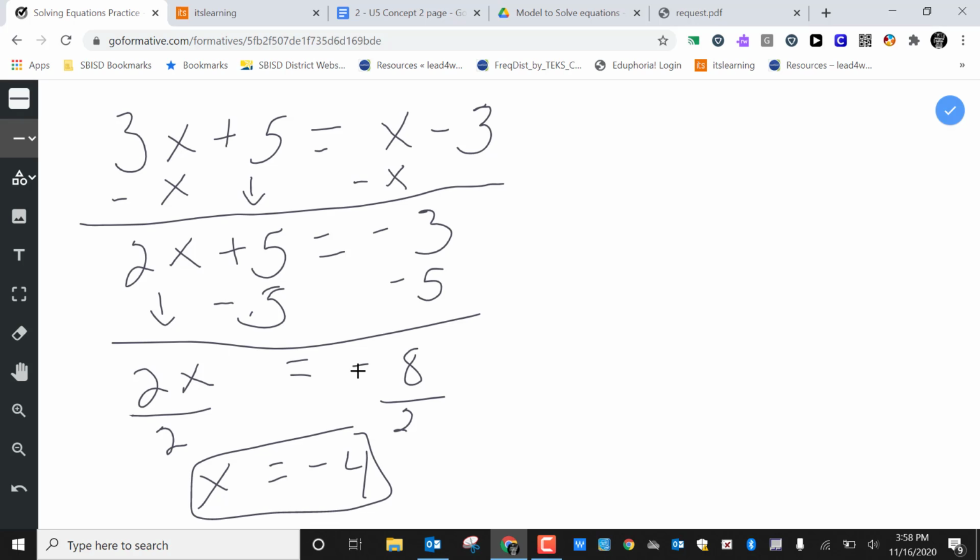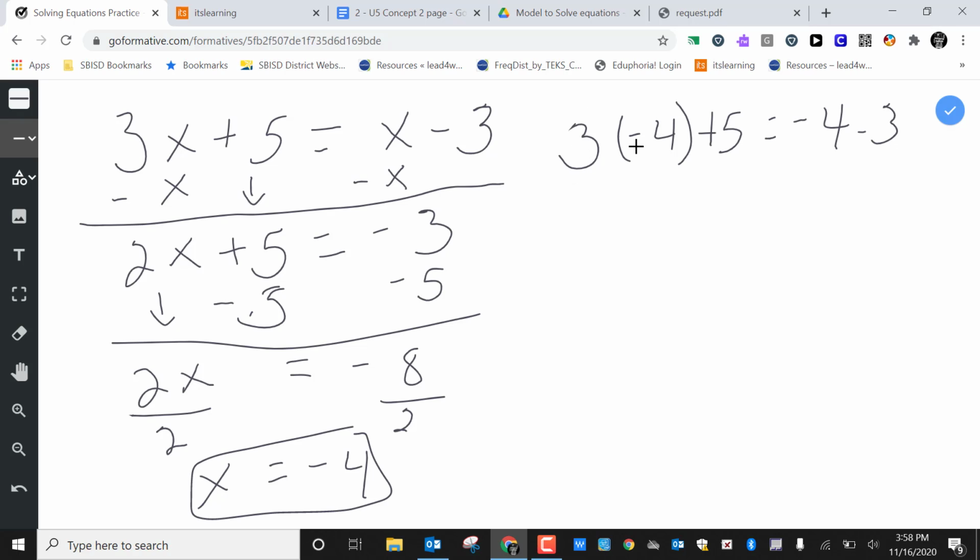Okay, I want to check to see if I'm right. So I'm going to go back, and instead of x, I'm going to substitute the negative 4 in. So I'm going to go back to the original equation, which is 3x plus 5 equals x minus 3. So I'm going to do 3, and then instead of x, I'm going to substitute my answer in, which was negative 4 plus 5, and then x, negative 4. So instead of x, I'm putting negative 4 minus 3.